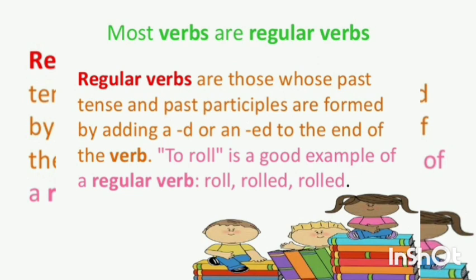Okay. Now, we need to also understand regular verbs and irregular verbs. Most verbs are regular. Regular verbs are those whose past tense and past participles are formed by adding a D or an ED to the end of the verb. For example, to roll is a good example of a regular verb. So, roll, rolled, rolled. By adding ED, you can simply make the past form and also the past participle form. Okay, students, you can also say call, called, called.